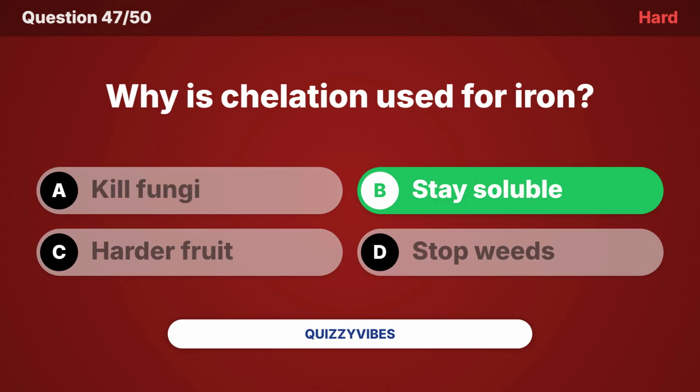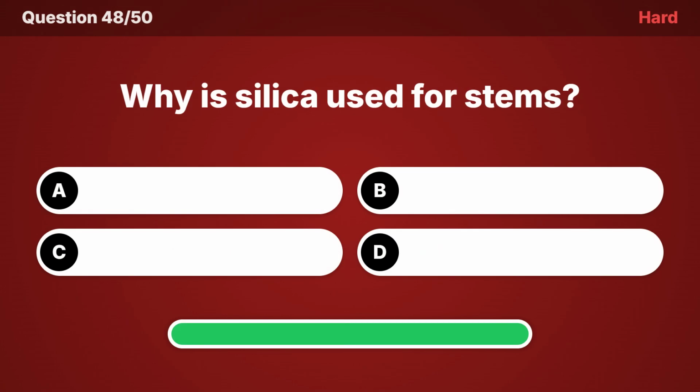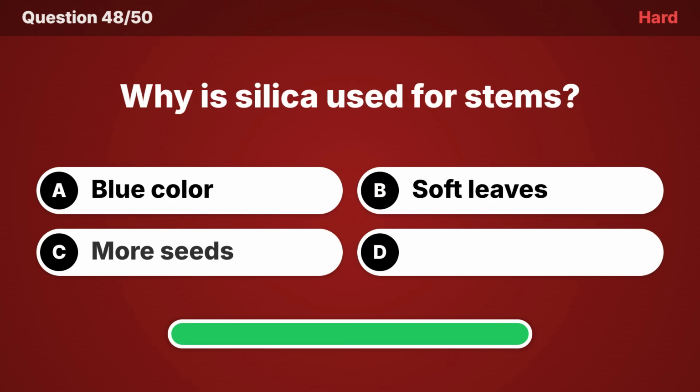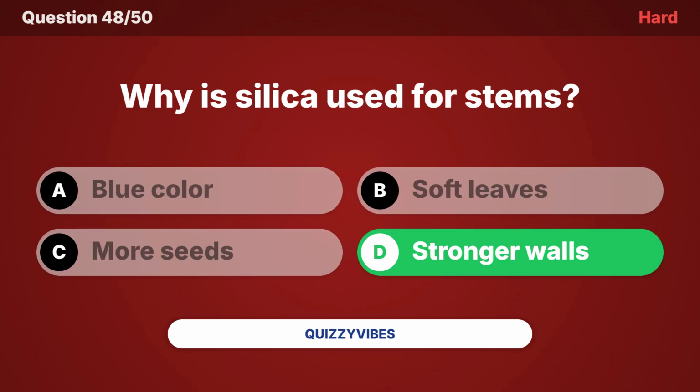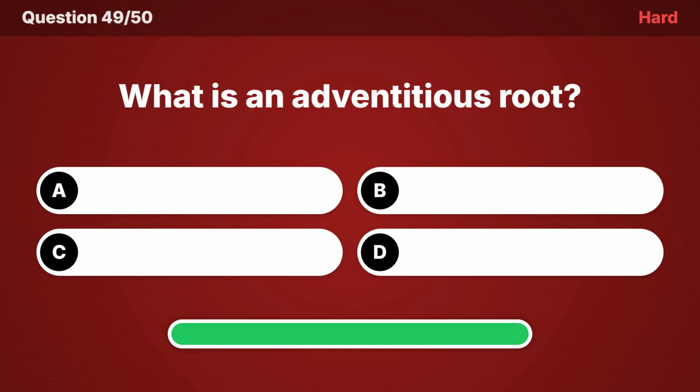The answer is stay soluble. Why is silica used for stems? The answer is stronger walls. What is an adventitious root?